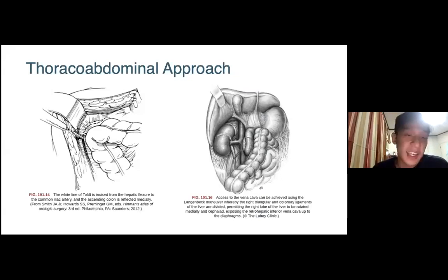And then the costovertebral ligaments are also divided. Eventually, you will see the diaphragm, which is opened from the thoracic surface. The liver and the spleen are gently retracted upwards, as shown in this picture on the right. And then the hepatic mobility can be obtained by dividing the coronary ligament and the right triangular ligament of the liver.